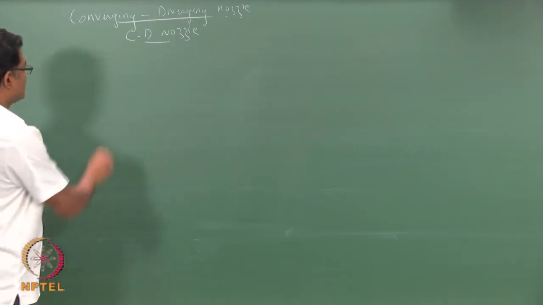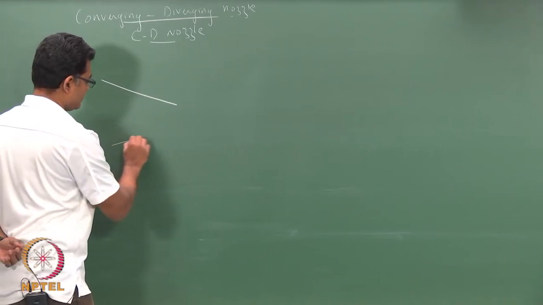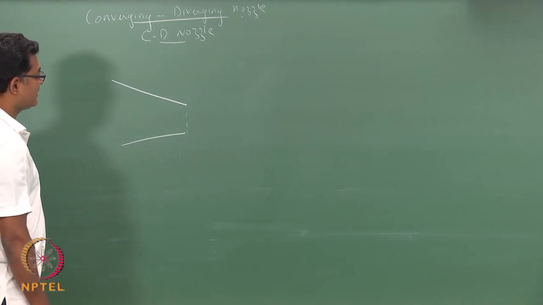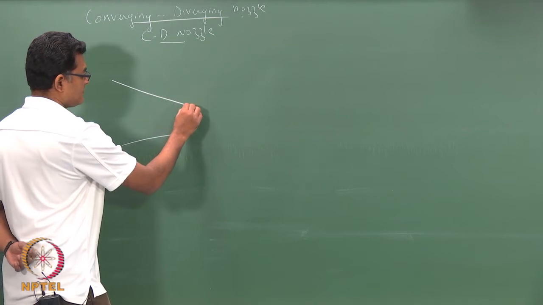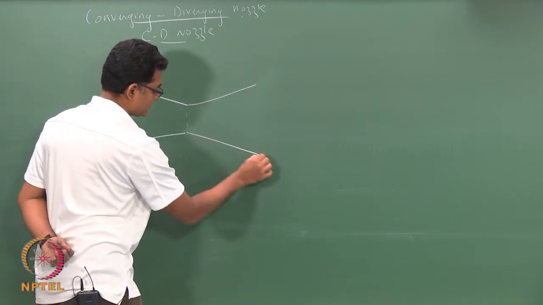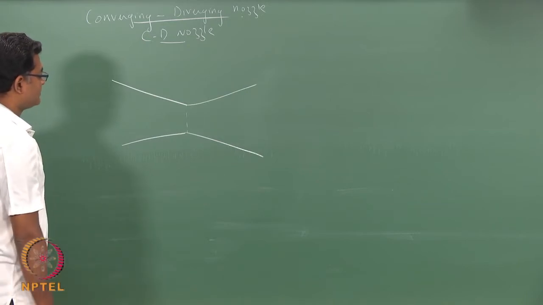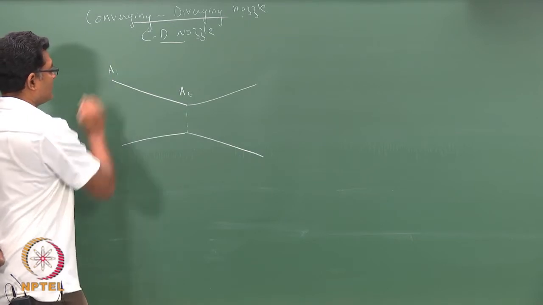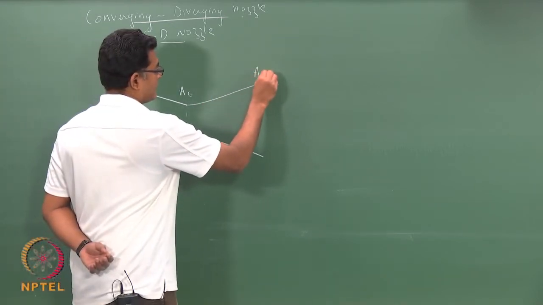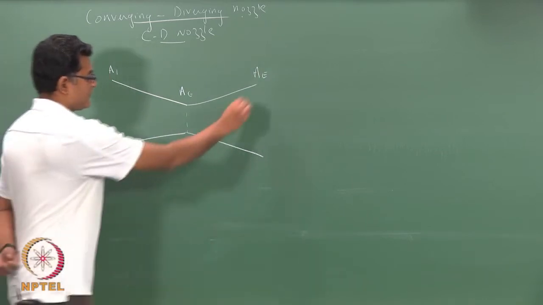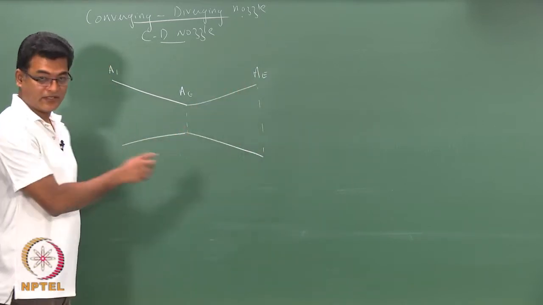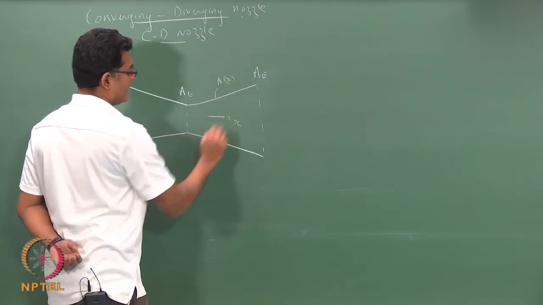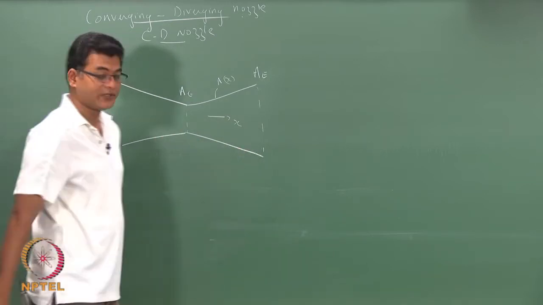So, what we have is a converging section, and then we have a diverging section. This is typically called your throat. This is A1 and this is your exit. This need not be a straight line, it can be of any form. It is just that this is a function of x, where this is my x. So, it can be of any shape.